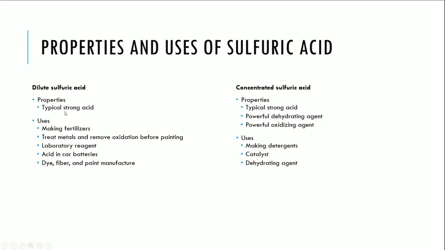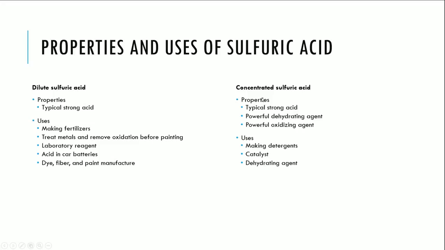The general uses of dilute sulfuric acid would be to make fertilizers, treat metals, and remove oxidation before painting. Laboratory reagents that you find in your labs at school, acid in car batteries, dye, fiber, and paint manufacture, all that sort of stuff are fairly common uses.